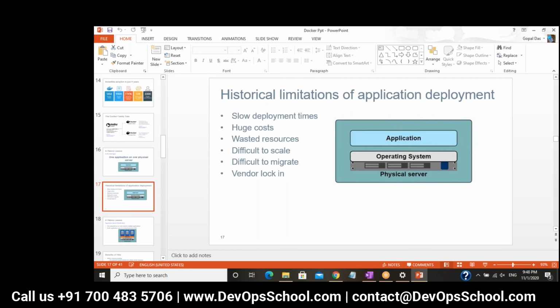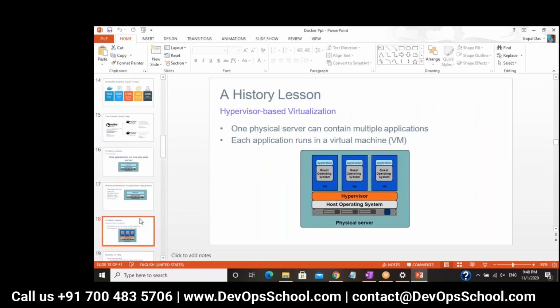When we talk about huge cost, smaller organizations and startups fail most of the time because of buying and maintaining that hardware. So many resources are wasted. Scaling becomes difficult, and migration becomes difficult. Like you deploy a solution on an IBM server, later on you want to move it to Dell. It's not an easy way to migrate, and vendor lock-in is there. So these are some of the challenges.